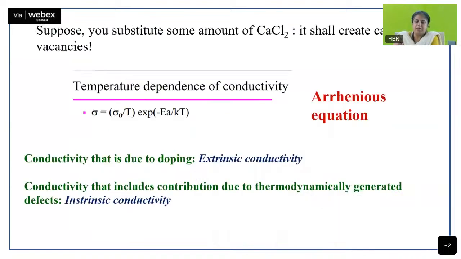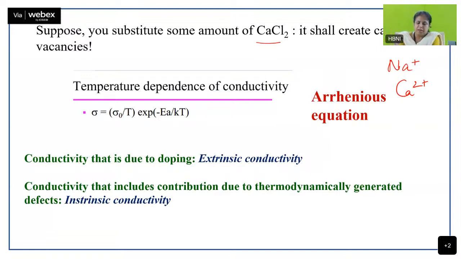Okay. Suppose I substitute some CaCl2 in it, right? I'm replacing Na+ by Ca2+. And because I am increasing the charge, some of the positive charge will have to go. And how can it go? Some sodium ion vacancies would be created, right?